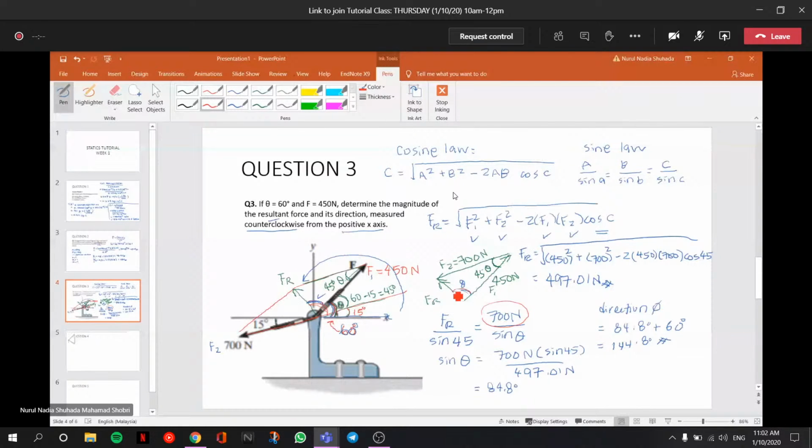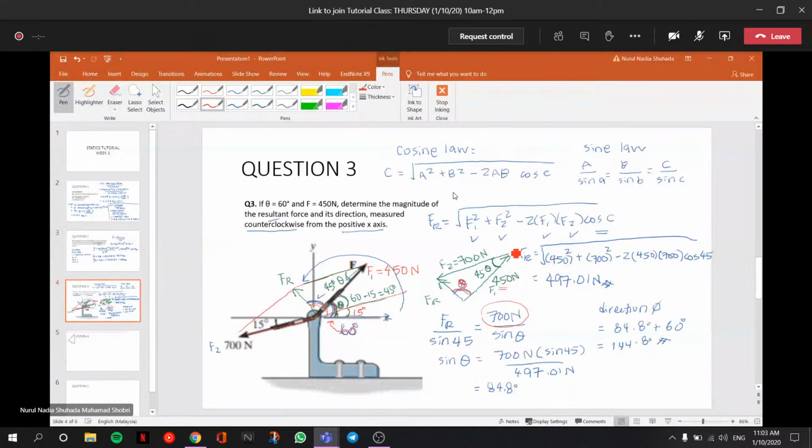Sure, we have two forces here, 450 and also 700 Newton. But you cannot use 450 in the calculation, because if you use 450 in the calculation, it will give you the angle right here. Actually, you also can, but that would be longer work to do.